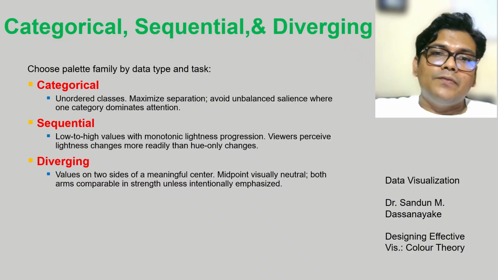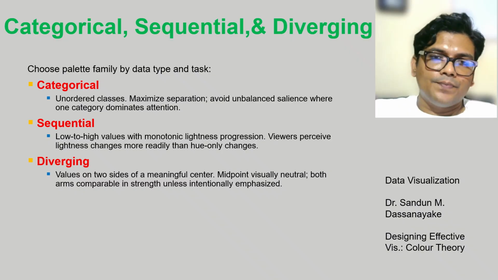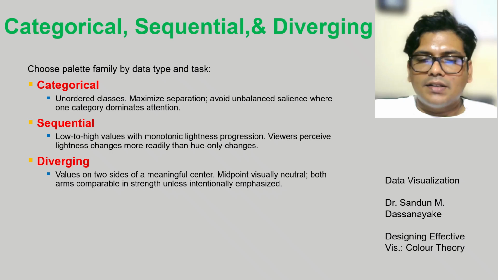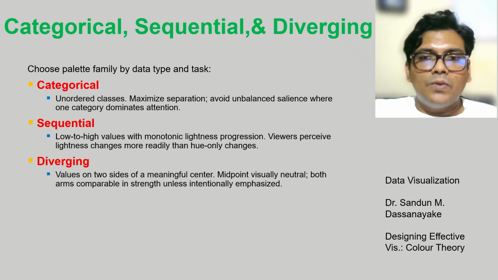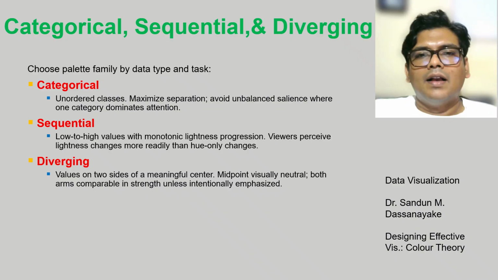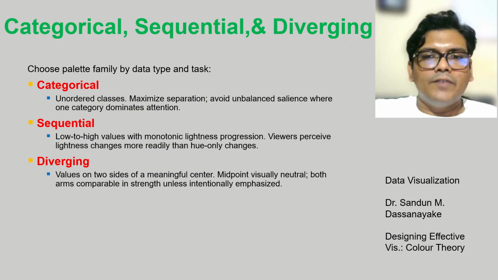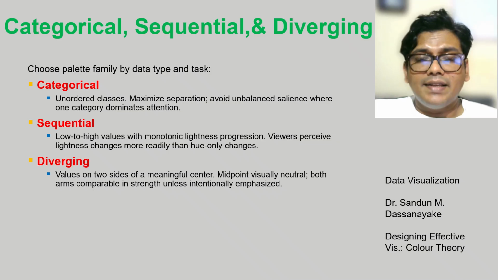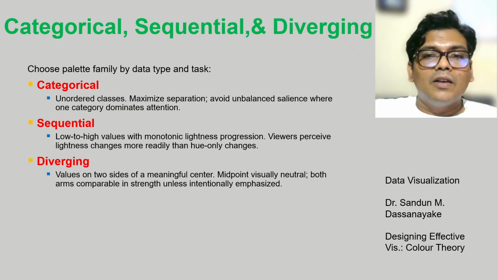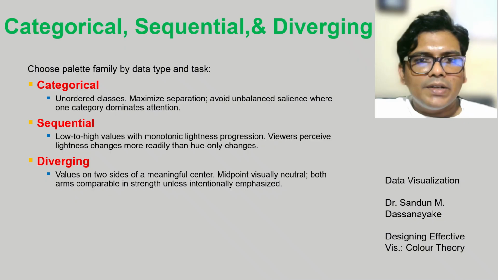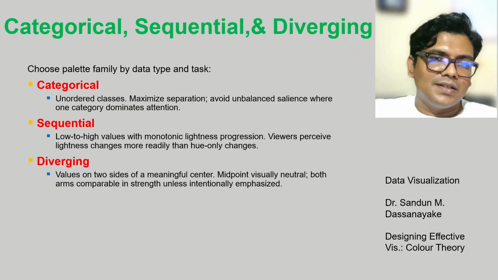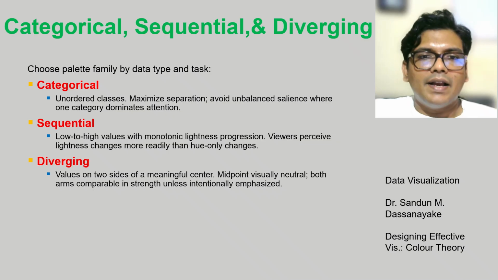Picking the right palette family starts with one question. What kind of data are you showing? If it is categorical, for unordered groups with no natural ranking like regions, species, or product lines, the goal is to make each category visually distinct without letting any single color dominate. Watch out for one hue that feels heavier or more attention grabbing than the rest. That's an accidental hierarchy you didn't intend to create.